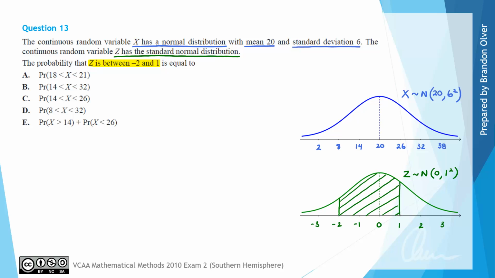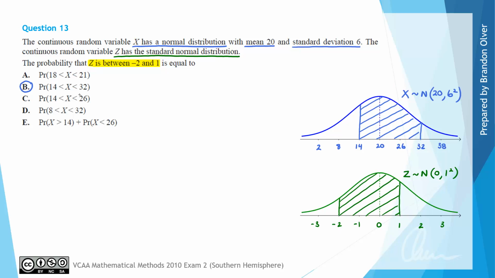So looking through our options, we can see B goes from 14 to 32. And if I just draw onto the diagram that region, starting at 14 and going up to 32, you can see that this region or this area that I'm shading in, which is the probability that x is between 14 and 32, has the same area by arguments of symmetry as the one that we shaded on the standard normal distribution down there in green. So B is the correct answer for this question.